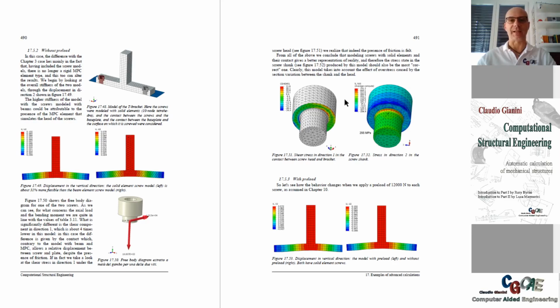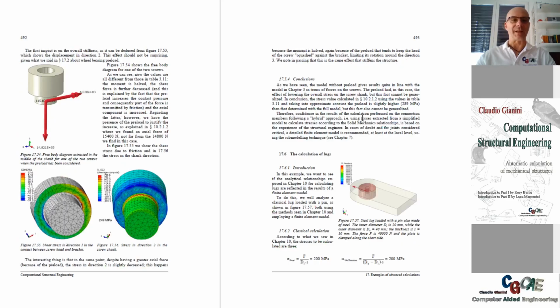We start without the preload because the linear model we used didn't have it, and we extracted the section forces to be compared with the ones we obtained when the model was constrained with MPCs and beam elements to simulate the bolts. Then a comparison is done, then the preload is also considered, and the differences are explained and highlighted.